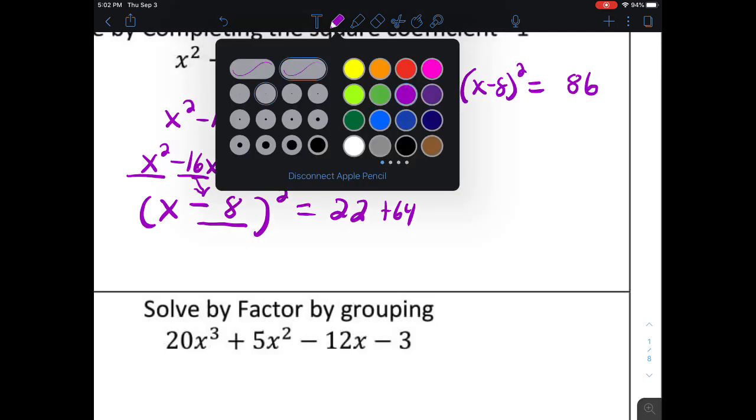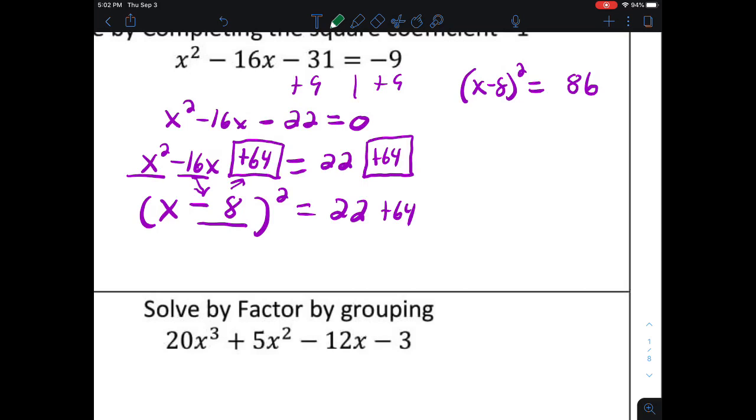Now we continue the process of solving. If I wanted to solve, the next thing I would do would be take the square root of both sides. The square root of the square that I have on the left-hand side makes the absolute value. So the absolute value of x minus 8 is equal to the square root of 86. And we can worry about simplifying the square root of 86 in just a minute.